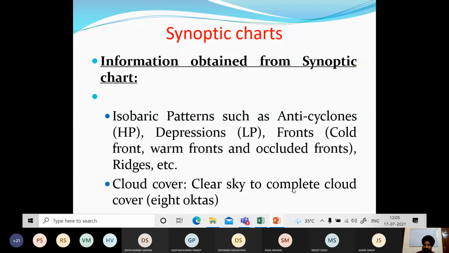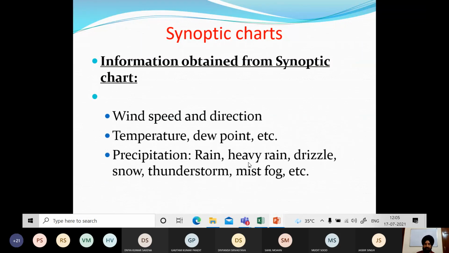clear sky to complete cloud cover, 8 octas. So everything is given in your synoptic charts. Wind speed, direction, temperature, dew point. So ये चीज़ आपको पढ़नी है because this is what they're going to ask you in the exam कि यार synoptic chart क्या होता है and what all information is given in the synoptic charts.